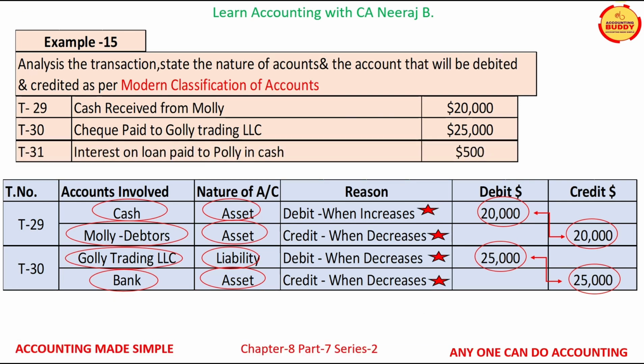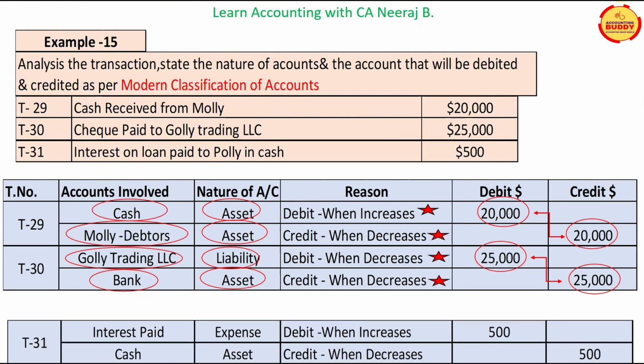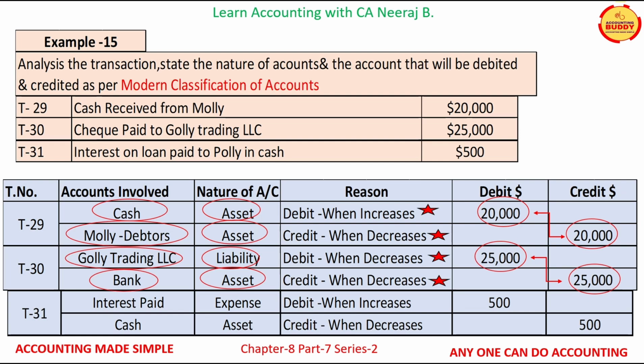Transaction T31 is interest on loan amounting to $500 paid to Molly in cash. The two accounts affected by this transaction are interest paid account and cash account under modern classification of accounts. Interest paid is an expense account. The rule for expense account is debited when expenses increase. Cash is an asset account, and the rule for crediting asset account is credit assets when the asset value decreases. Therefore, this transaction is recorded for $500 by debiting interest paid account and crediting cash account.